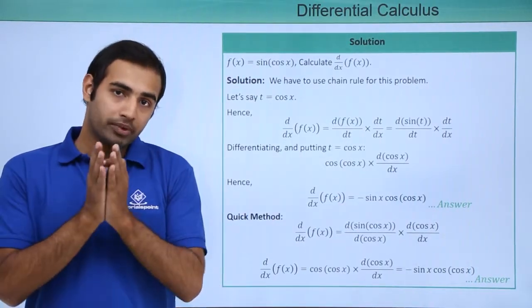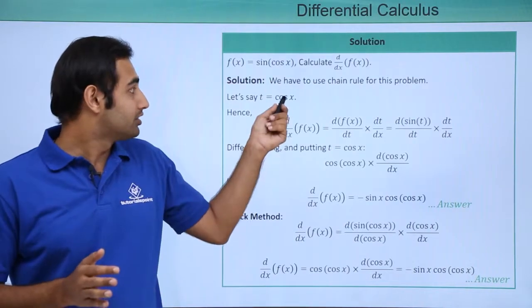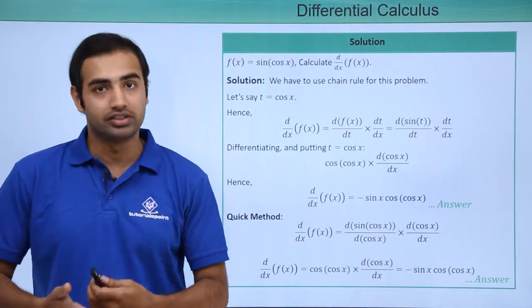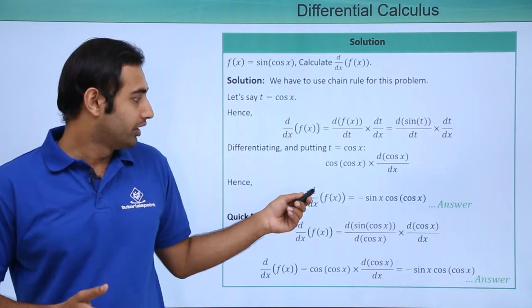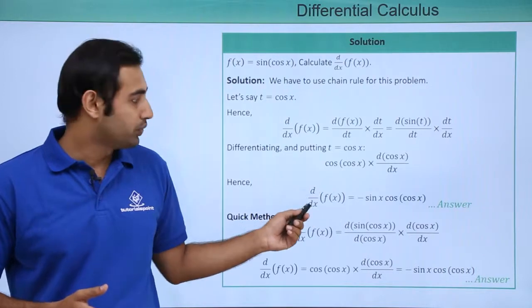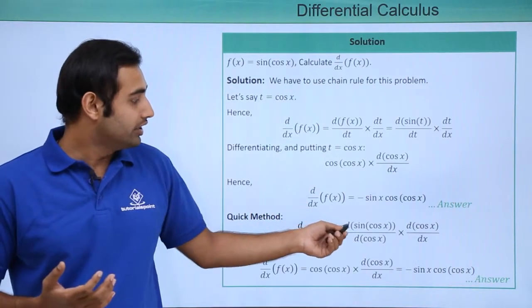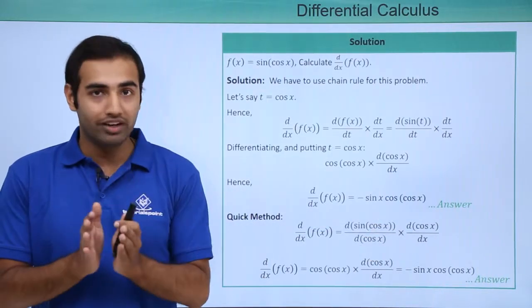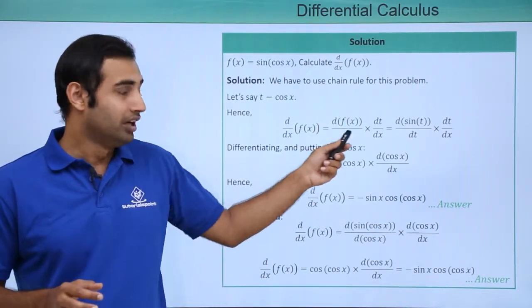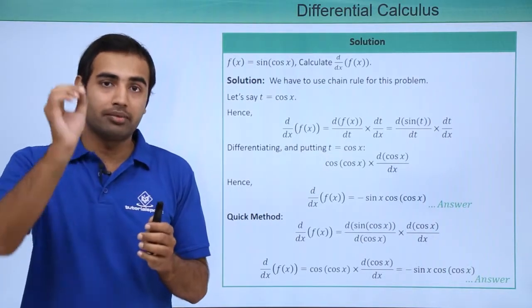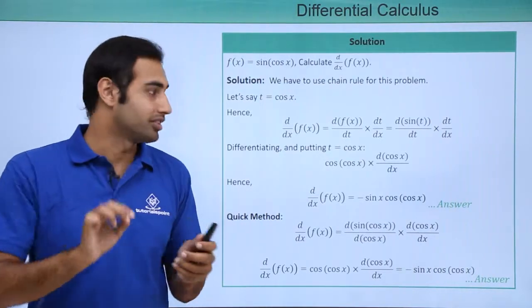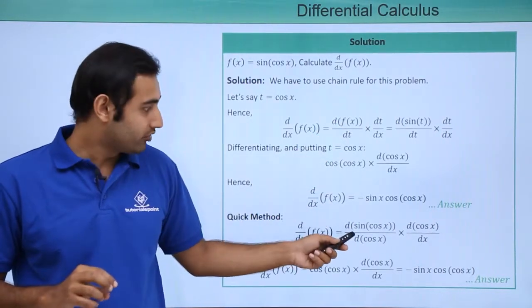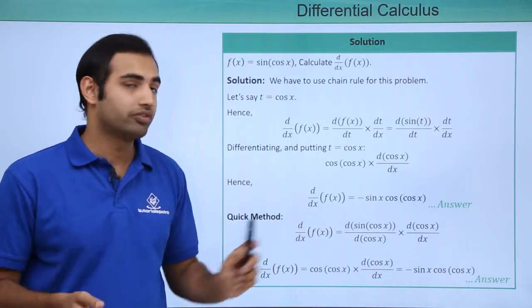Now there is also a quick method to do it, because I can simply skip the process of assuming cos x as t and directly differentiate this with respect to cos x. So over here what I have done, I have written derivative of f(x) with respect to x is nothing but d of sine of cos x upon d cos x into d cos x by dx. Now what I have done here is I have taken the same expression, but I have skipped that part where I am explicitly assuming cos x as t. So over here it's just the same expression as this. The only difference is the value of t is equal to cos x is by default put.